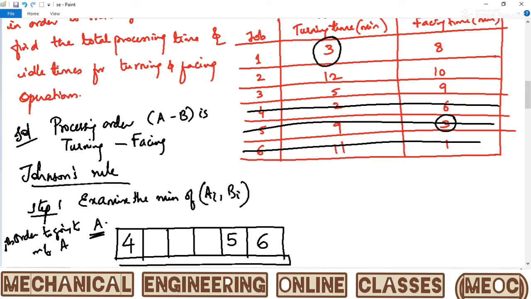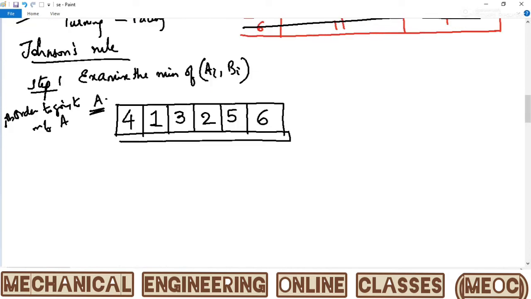Because this minimum 3 is in the column of the first machine, job 1 will go to machine A first. Now job 1 is also scheduled. The remaining minimum is 5, that is for job 3 on machine A. So 3 will come first to A. And whatever is left is here. Now this is the sequence or order of jobs that are going to machine A.